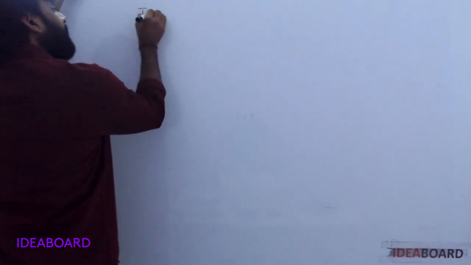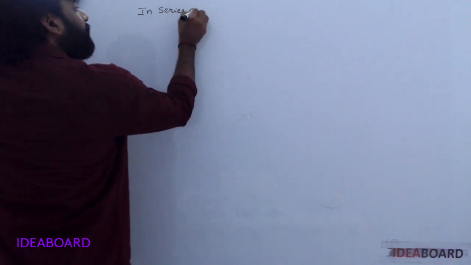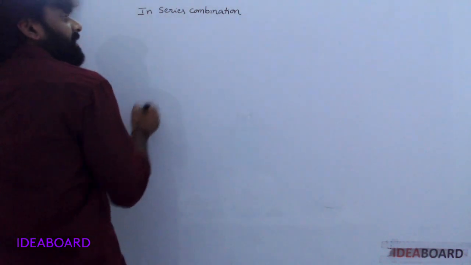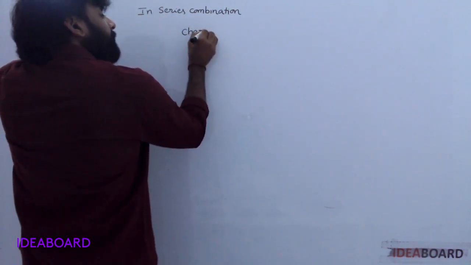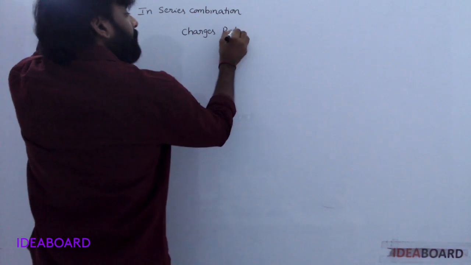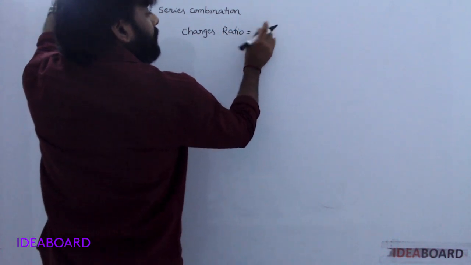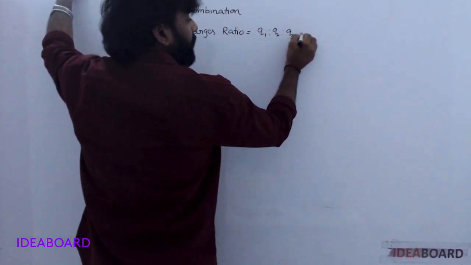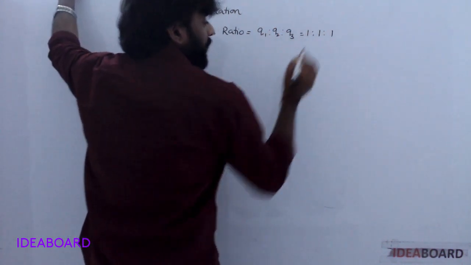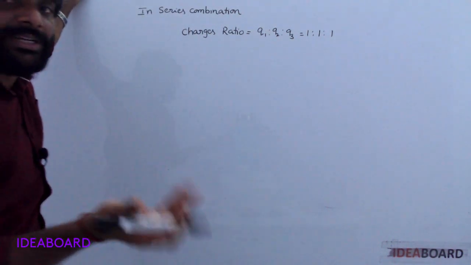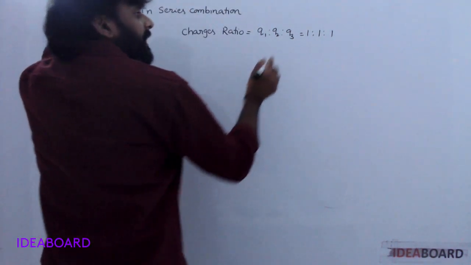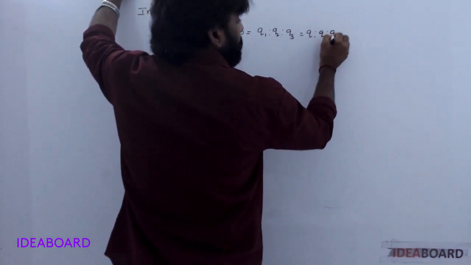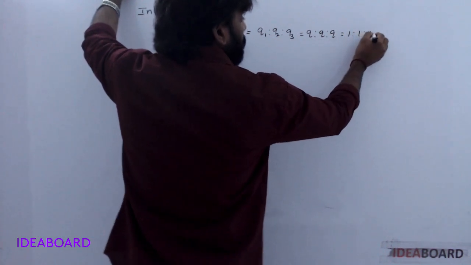In series combination, the charges ratio Q1 is to Q2 is to Q3 is equal to 1 is to 1 is to 1. Because in series combination, which one is constant? Charge is constant. Simply Q is to Q, 1 is to 1 is to 1.